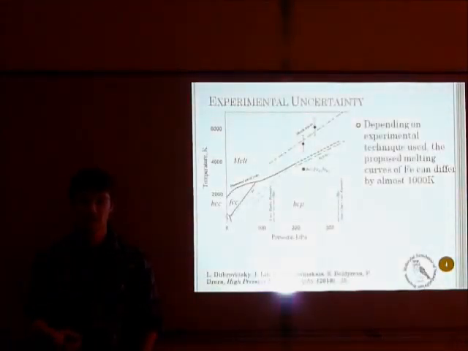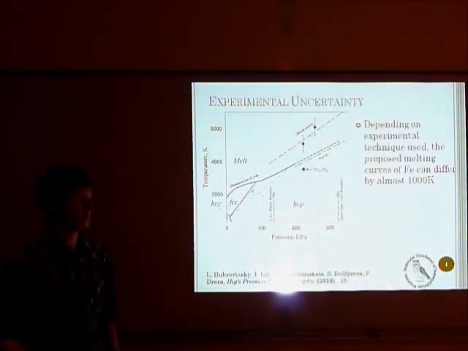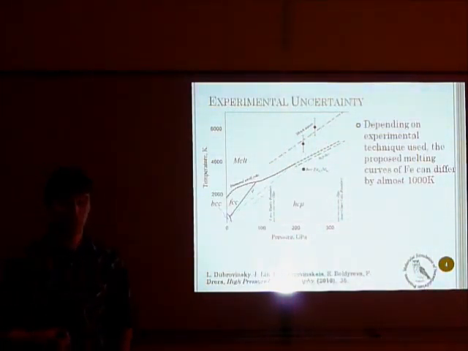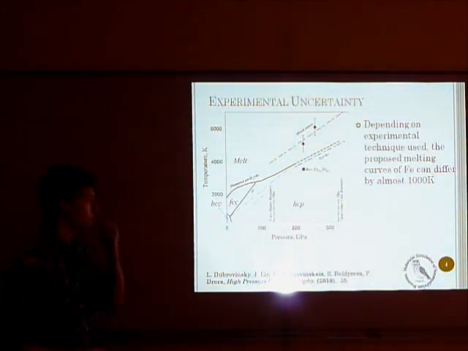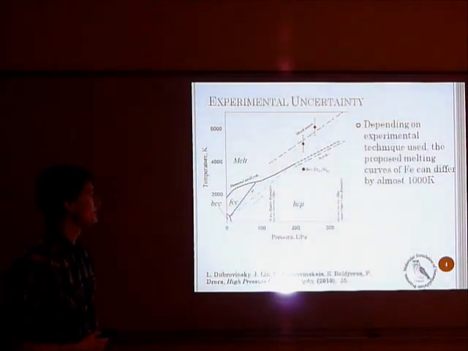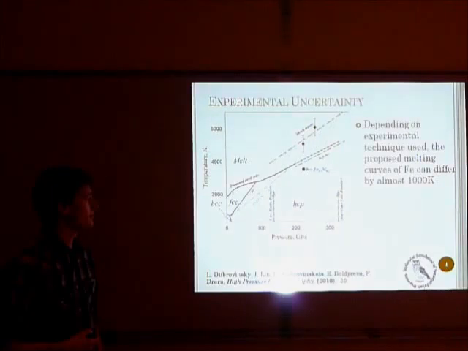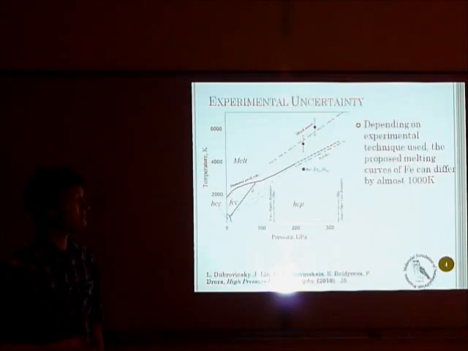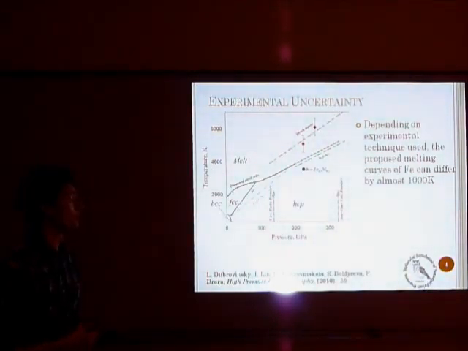Like I said, it's really hard to study the inner core of the Earth experimentally, and this is just one example that I like that demonstrates that idea. As I titled it, Experimental Uncertainty. Depending on the experimental technique used, the proposed melting curves of iron can differ by almost 1,000 Kelvin. So in this example here, people that use diamond anvil cell type experiments say, hey, we think this is the iron melting curve, it melts right here. People that use shockwave experiments say, no, we think it melts right here. Down here at the bottom, this is solid phases, and up here, this is liquid iron.